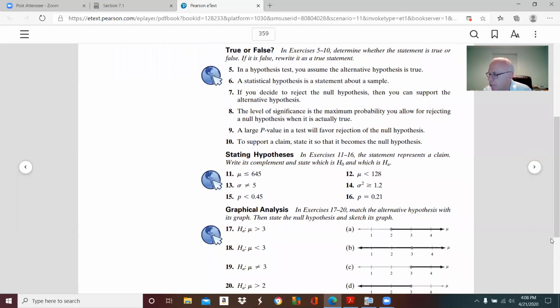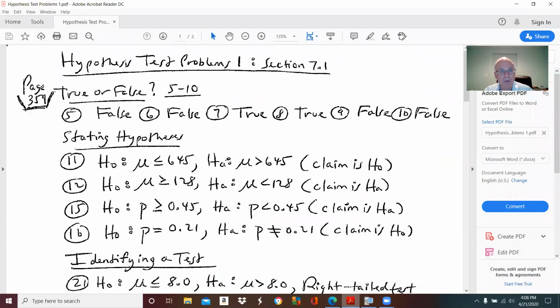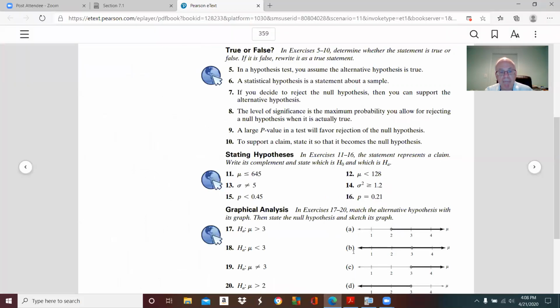Let's look at stating hypotheses. That's the next one. Now, I've printed out the answers to all of this, but I'm going through it quickly. I'll show you some of these if just telling you words is not enough. Let's go back. In these exercises here, we're only going to look at 11 and 12 and 15 and 16, because we're not going to be doing hypothesis tests on standard deviations, which is 13, and variances, which is 14. So just ignore those two.